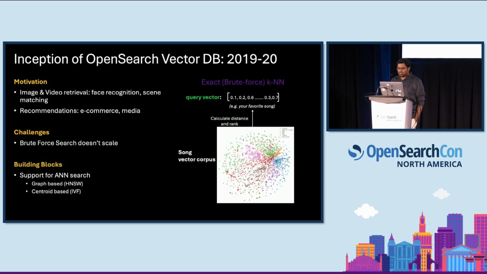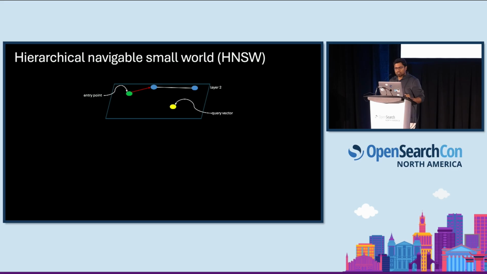So what are the building blocks that enable OpenSearch to tackle this case? OpenSearch enabled support for ANN, the approximate nearest neighbor search. It had two variations. One is the graph-based search, which we call hierarchical navigable small worlds. The other is the centroid-based search, which we call inverted files. Let's take a look at these algorithms. These are the foundational blocks for vector databases. Even today, these power vector search for enterprise workloads.